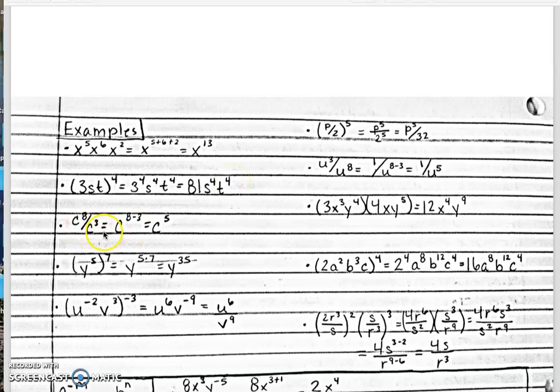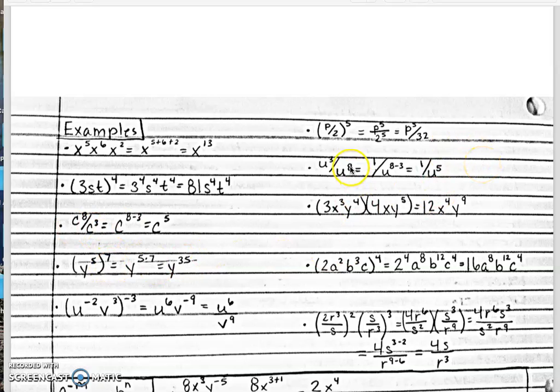This third example right here, I have c to the 8th over c cubed, which is to the 3rd. 8 is bigger, so I'm going to subtract the 3 up. So it becomes c to the power of 8 minus 3. 8 minus 3 is 5, and I keep my base c. Fourth example, y to the 5th, all raised to the 7th power. Remember, when we raise a power to a power or an exponent to an exponent, we multiply the exponents together. So this becomes y to the power of 5 times 7, which is 35.